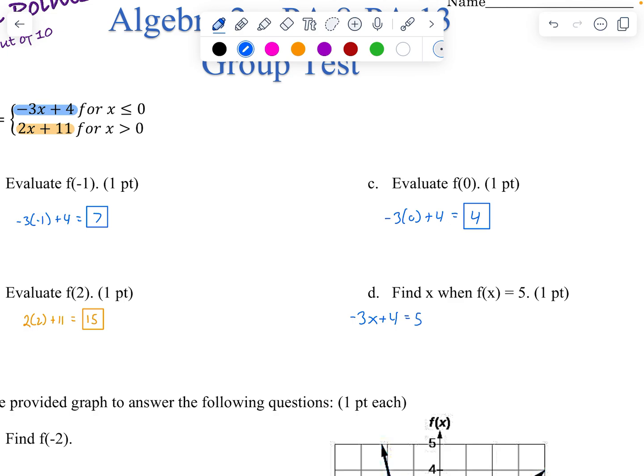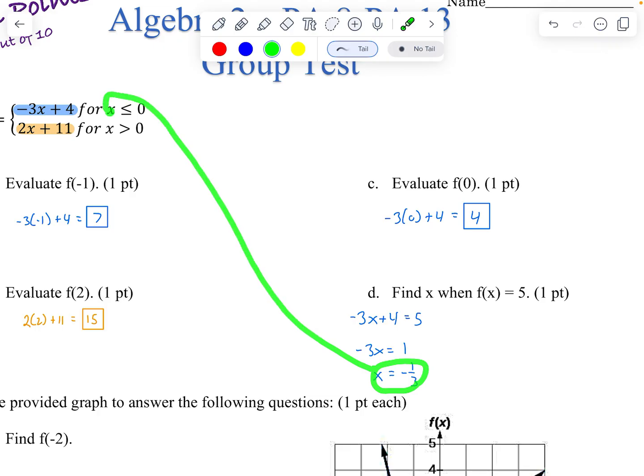Solve this for x, so subtract 4. And you get -3x equals 1. And divide by -3 to get x equals -1/3. Now, what you have to check on this problem is, since we used the blue piece, are we even allowed to use an x value of this value on the blue piece? So that's where you look over here and make sure your answer fits this part of the definition. Since our answer is -1/3, which is less than 0, that means we were allowed to use the blue piece.